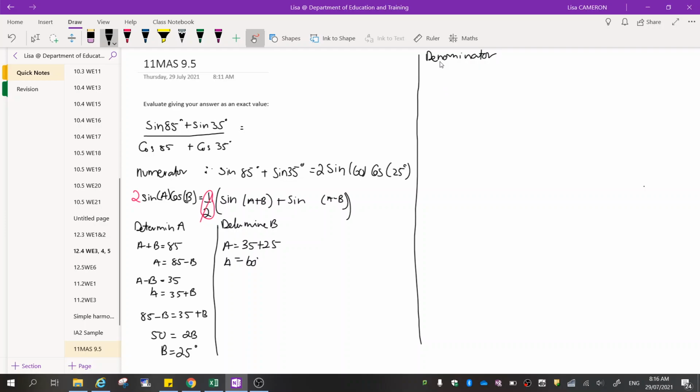Okay, so when we're looking at our denominator this time, we've got cos 85 degrees plus cos 35 degrees. So I'm looking for the one where they're adding. So I'm looking at my formula book. Again, I'm looking at product identities. Now the first one has got cos minus cos, so I don't want that one. The next one down has got cos plus cos. So I'm going to state that formula that I see there. Half cos A plus B bracket. Oh no, sorry, that's minus.